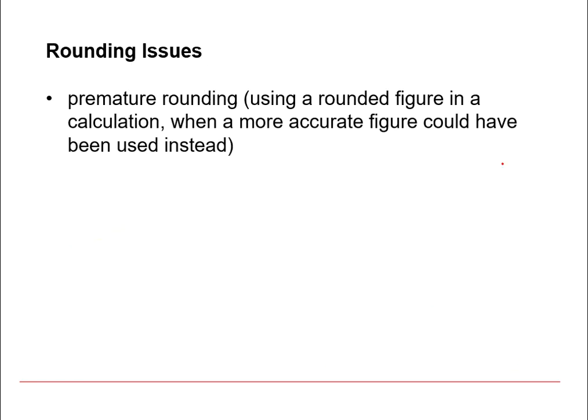Now, there are a few rounding issues to consider. The first one is premature rounding. This is where in some calculations you've perhaps taken a figure from a calculator, or a computer might have worked out a figure, and if we don't retain enough decimal places, then this can affect the answer. So as a general rule, you want to keep at least 2 more decimal places than you're going to round to in the final answer.